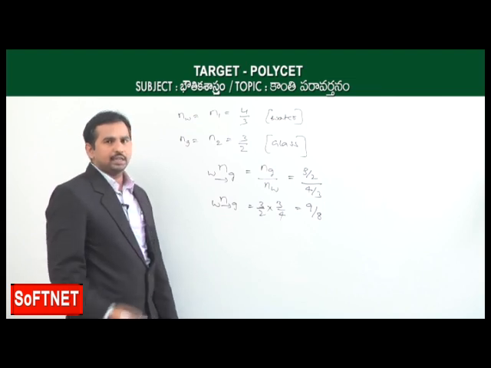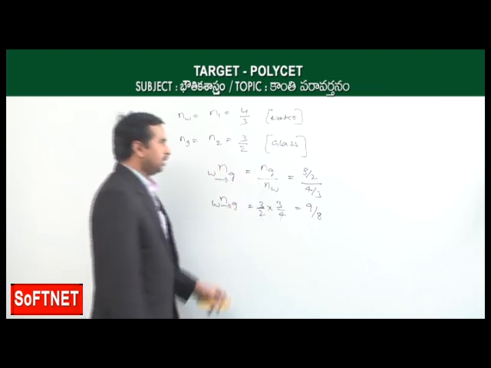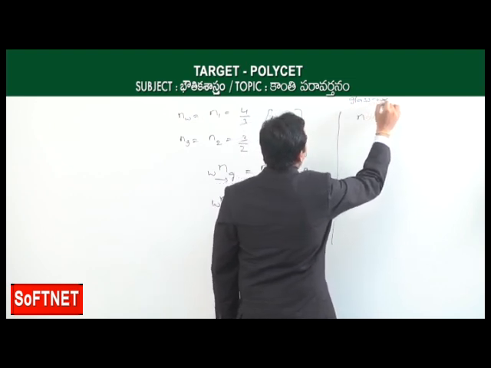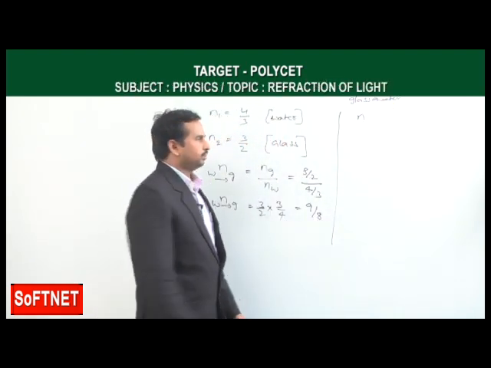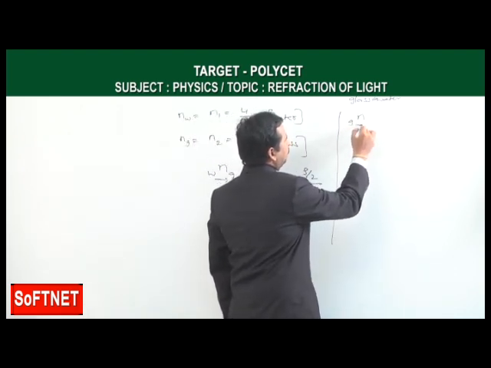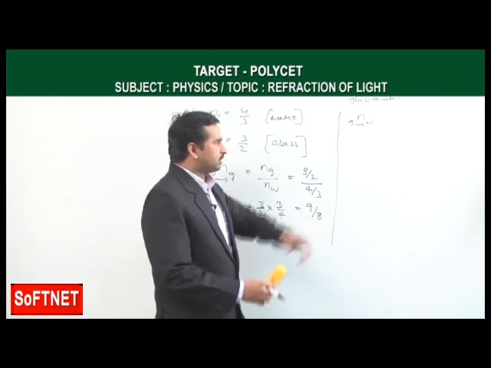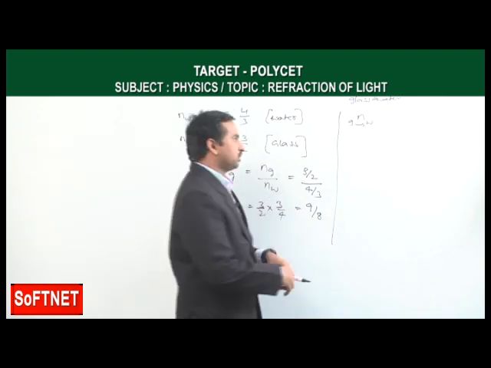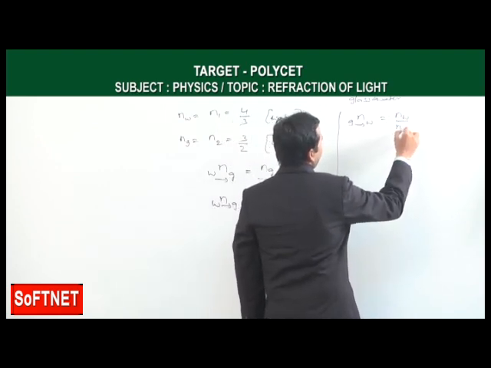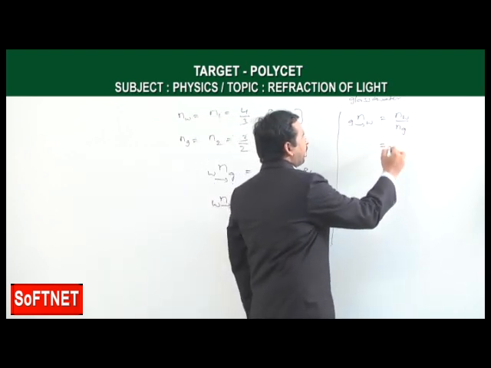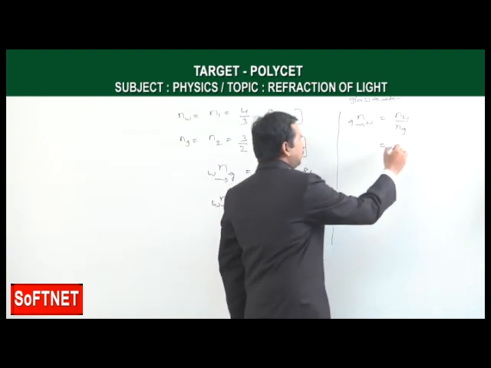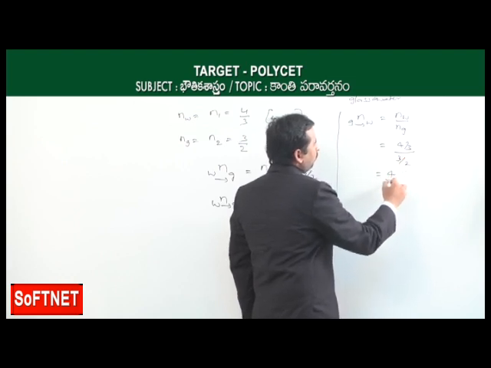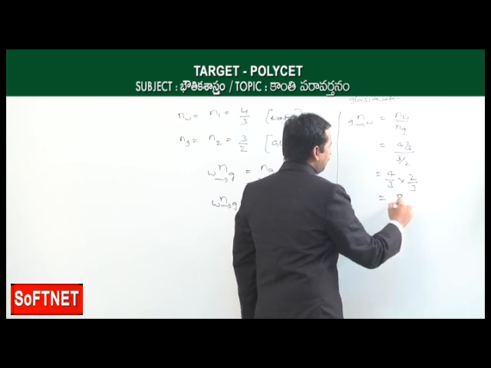Now take the same case, but the light ray starts from glass and goes to water. It is represented as the refractive index of glass towards water, or you can also read that as the refractive index of water with respect to glass. We are comparing the water refractive index with respect to glass here. Then it is equal to Nw by Ng, the refractive index of water, 4 by 3, divided by the refractive index of glass, 3 by 2. Then 4 by 3 into 2 by 3 gives you 8 by 9.